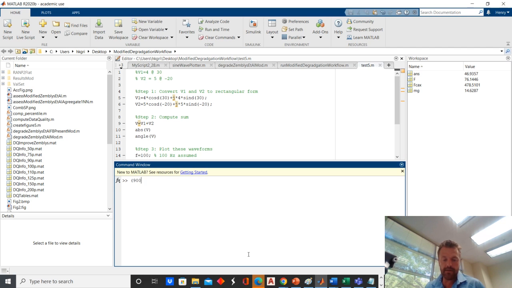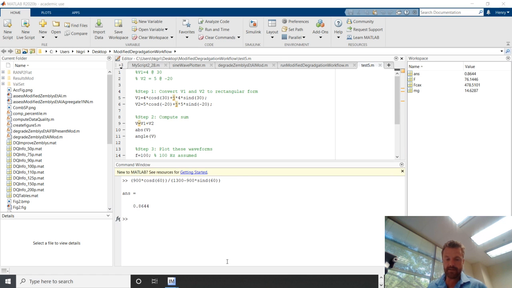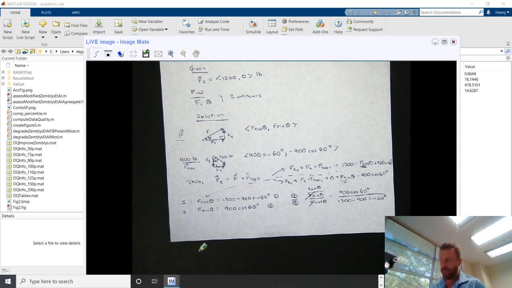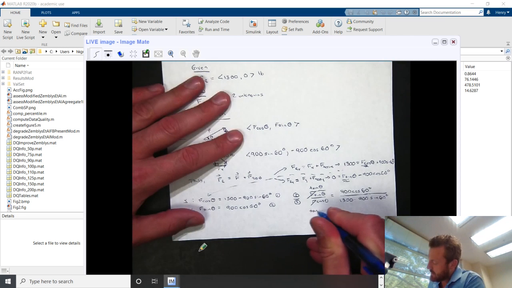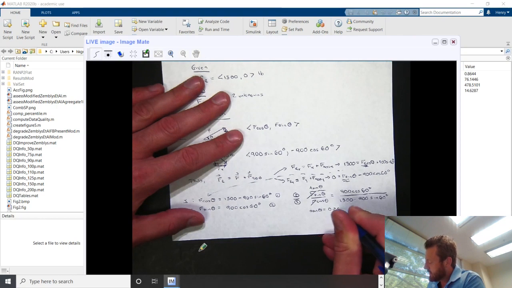In the numerator, I have 900 times cos d of 60. If you're using a calculator, make sure that you're in degree mode. We do it in MATLAB by appending a d onto the end of the function. And in the denominator, we have 1300 minus 900 times sine 60. I got it all in there. That's good. So going back to my notes, 0.8644, that is the tangent of theta. So tan of theta is equal to 0.8644.